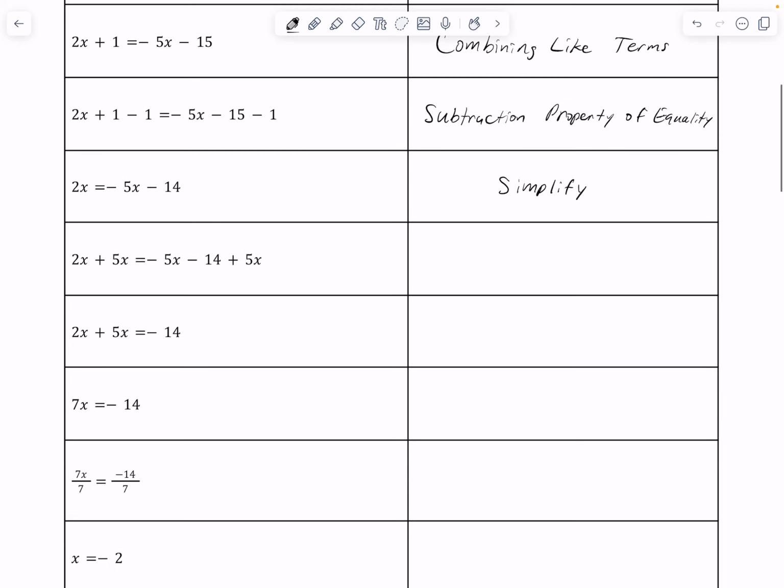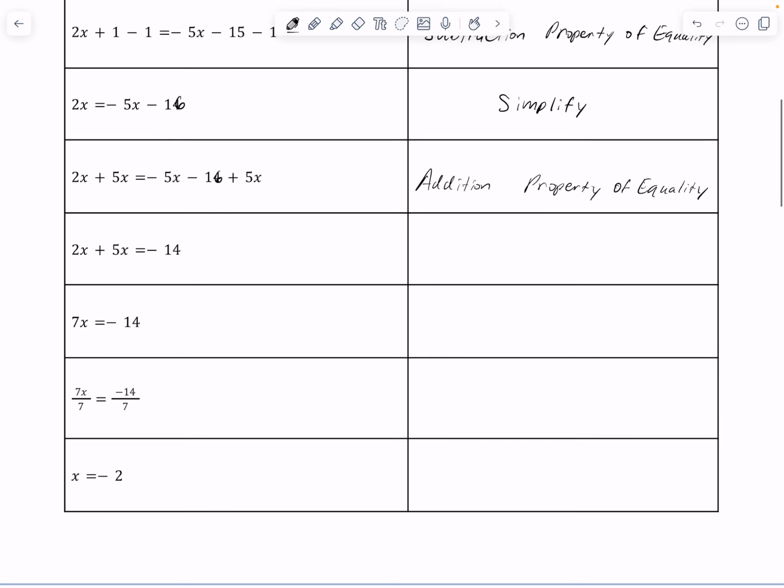Now, when we look at the next step, so this will be -16. When we look at the next step, we are moving the -5x to the other side with addition. So that's going to be the addition property of equality. I'll just make that a 16 as we go, okay? Then what they did was they simplified, just like we did in the previous step, where the -5x and the 5x on the right side become 0. And now we have the 5x on the other side.